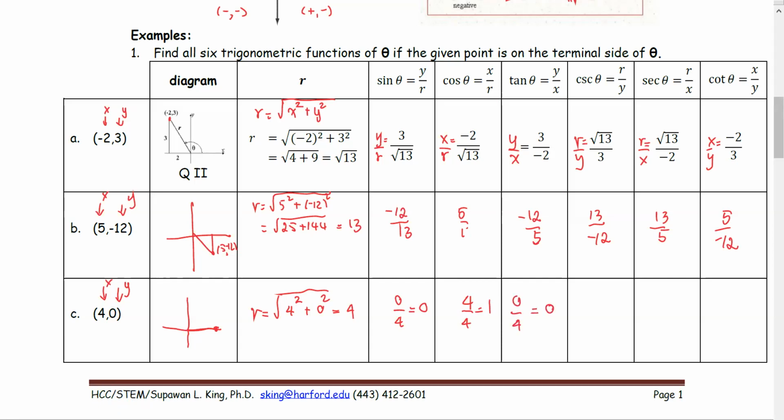That gives us 0. The cosecant theta is r over y. R is 4, y is 0. Any real number divided by 0 gives us undefined. Or we can just write UND for undefined. The secant theta is r over x. R is 4 and x is 4. That gives us 1. The cotangent is x over y. The x is 4, the y is 0. Again, that gives us undefined.